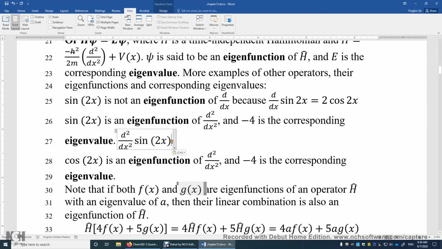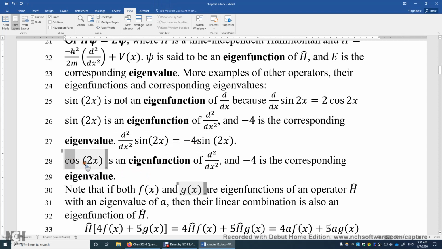Well, what you need to do is take the first derivative twice. The first time you will get 2 times cosine 2x. Then you take the first derivative of 2 times cosine 2x, and that's going to be negative 4 times sine 2x. Right? So now we can tell that this sine 2x is indeed an eigenfunction of the second derivative operator, and negative 4 is the corresponding eigenvalue.